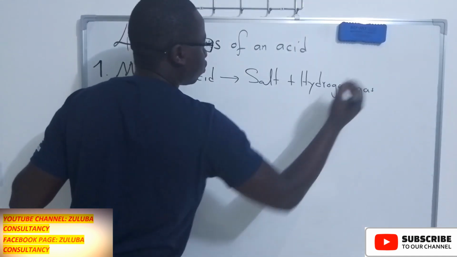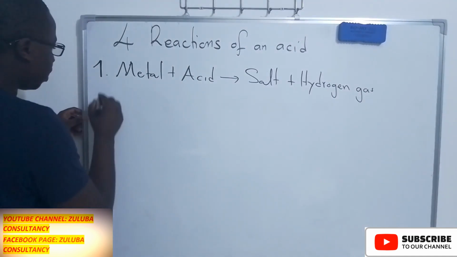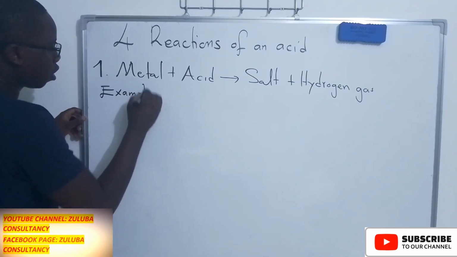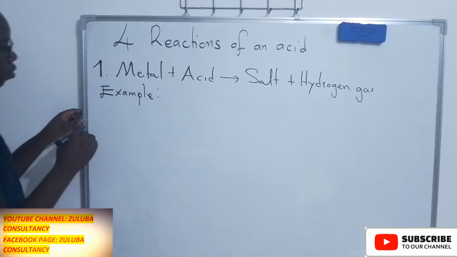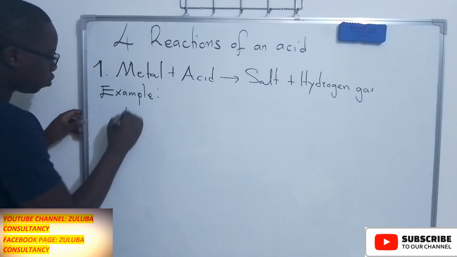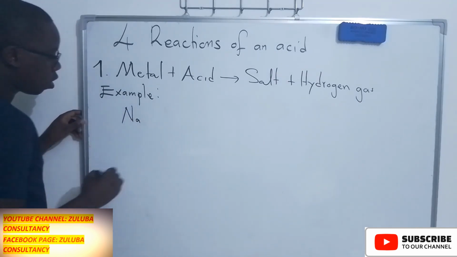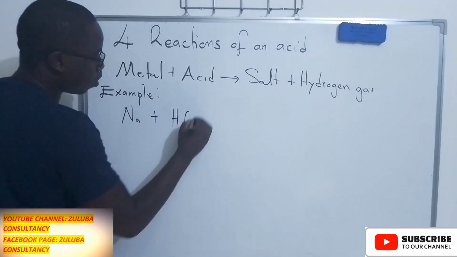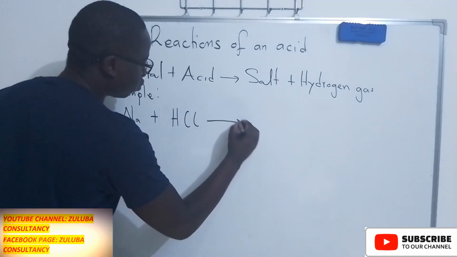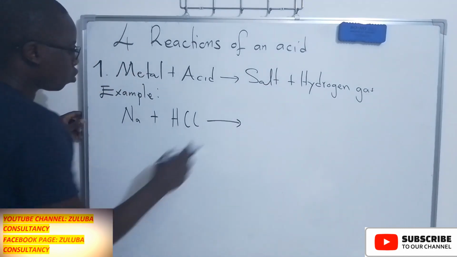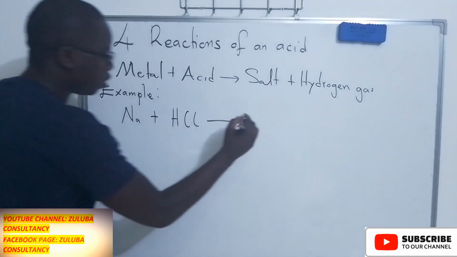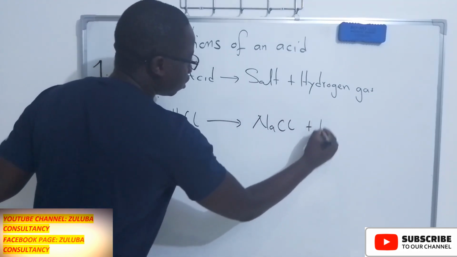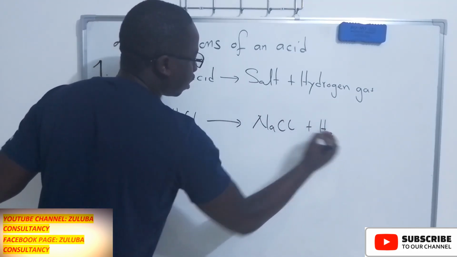gas is produced. So we can give an example of this reaction where we are saying a metal could be sodium and it is reacting with hydrochloric acid. This will produce a salt which will be sodium chloride. So sodium chloride and hydrogen gas.